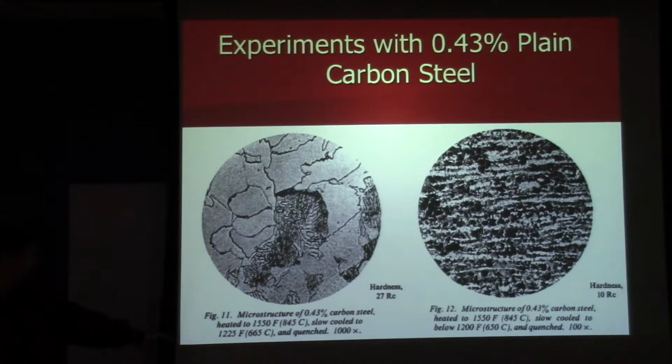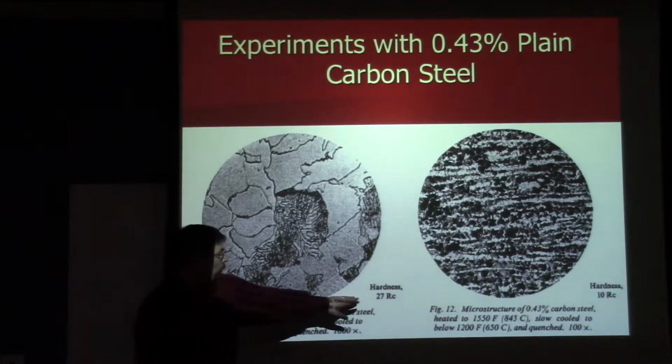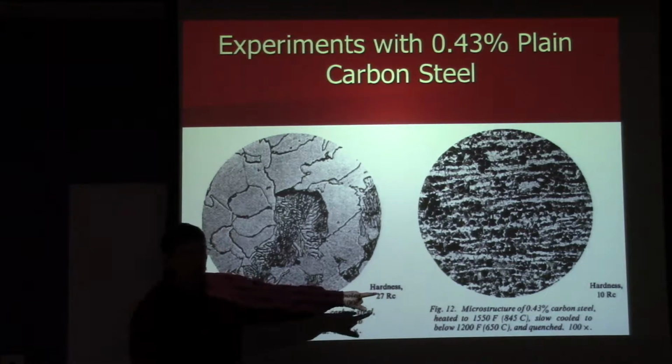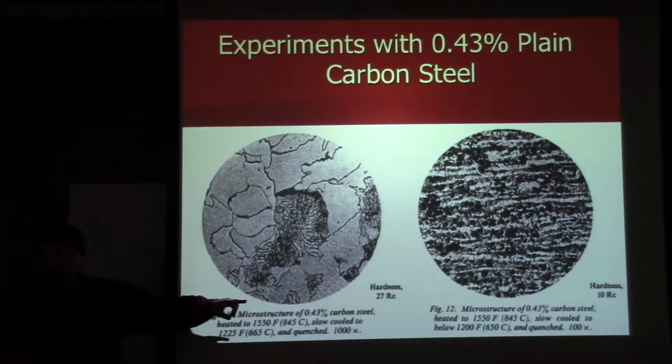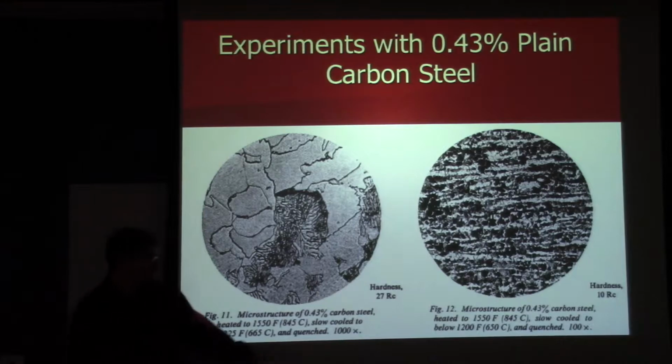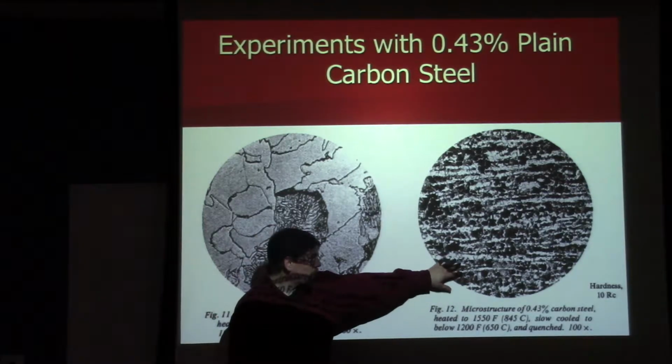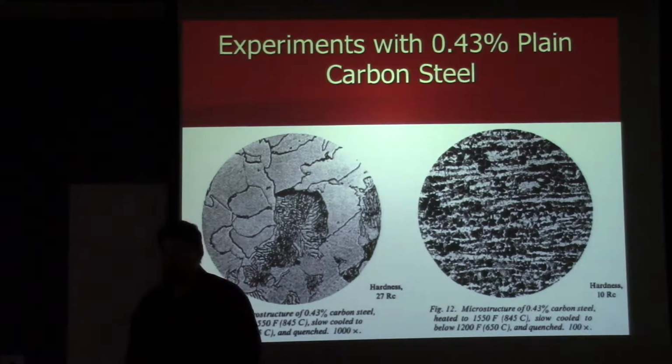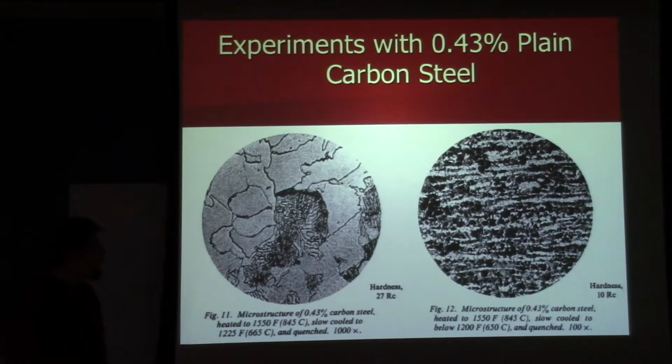And here he allowed it to go down to 1225 and then all the way down to 1200. And you can see now we're back to some of the hardness values that we saw earlier in the experiment when he was going on the way up in terms of temperature. And from the microstructural standpoint, this is pretty similar to what he started with. So that was quite interesting, but that was only one composition.